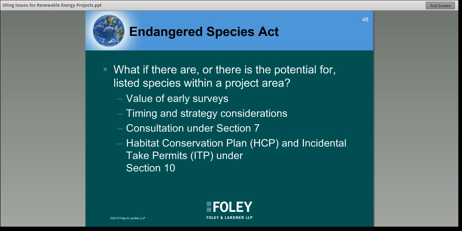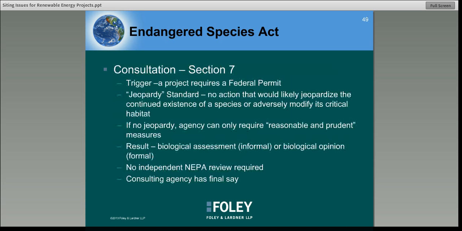So what if there's a potential for listed species to be within a project area? Here again, the value of early surveys is very important. As soon as you start looking at a potential site, it's valuable to get an idea about what potential endangered species may be at that site. Again, there's timing and strategy considerations involved with this. The sooner you start looking, the sooner you can make sure that you're making an informed decision about whether or not to pursue a site.